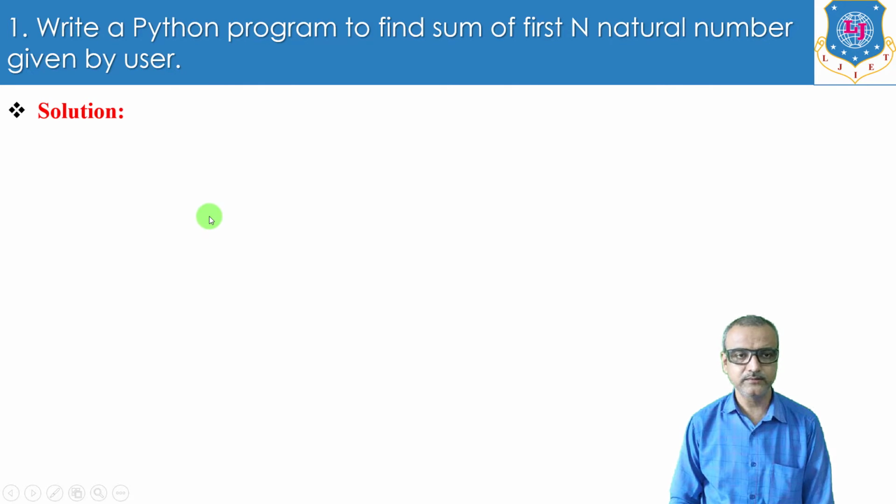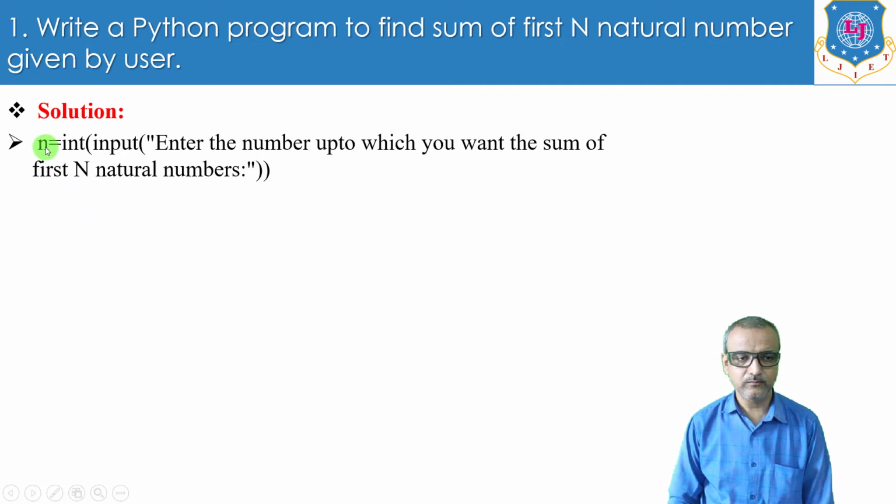Now we'll write the Python program. First of all, n equals int of input, "Enter the number up to which you want the sum of first n natural numbers." Say the user has entered the value n equals 5. So definitely the output in this case will be 15. Here we are initializing the value 0 to sum.